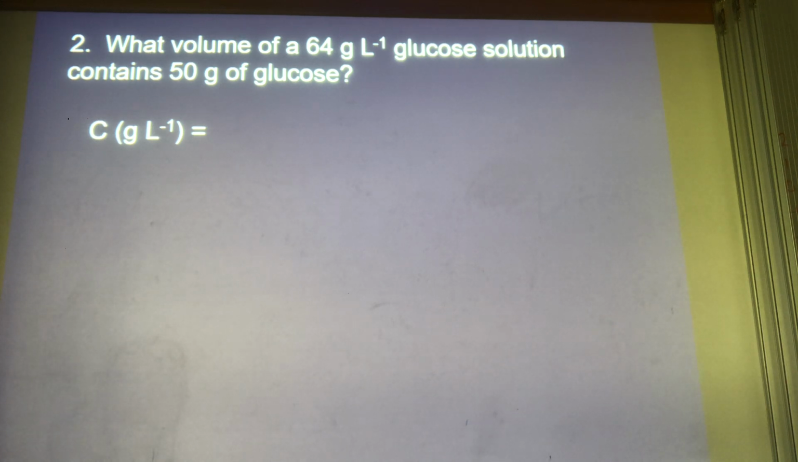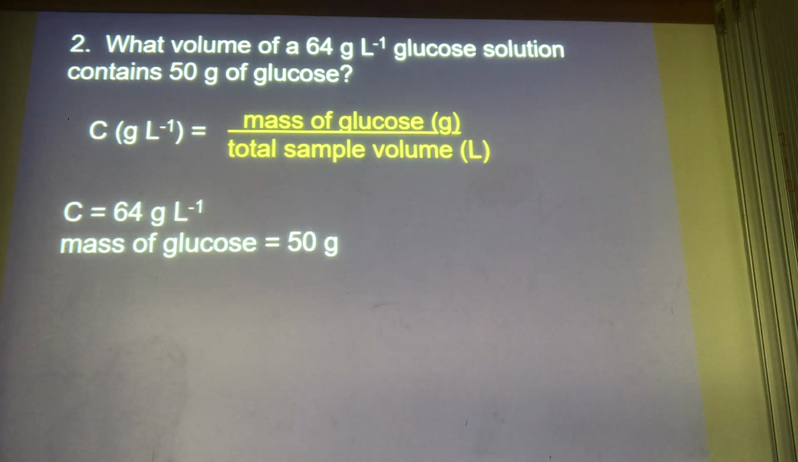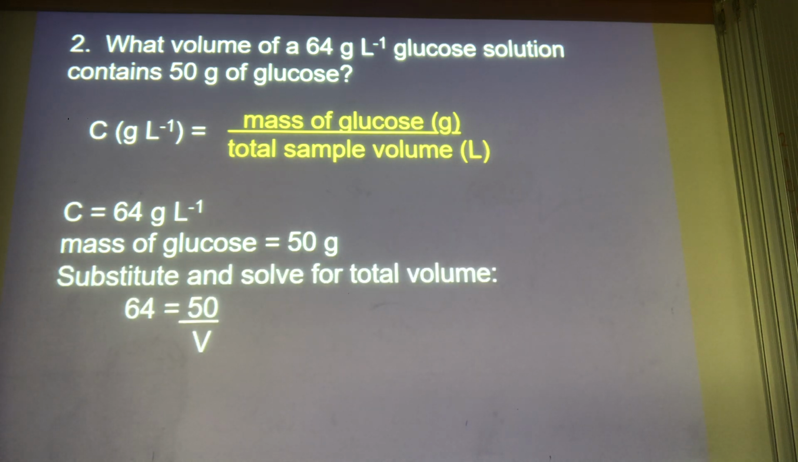Of course, we can use the formulas the other way around. Volume of 64 grams per litre glucose contains 50 grams of glucose. Mass of glucose in grams from the formula divided by volume of solution in litres. Now what do we know? We know the concentration is 64. We know the mass of glucose, the substance, is 50. Sub in. Then we've got to transpose to solve for volume.